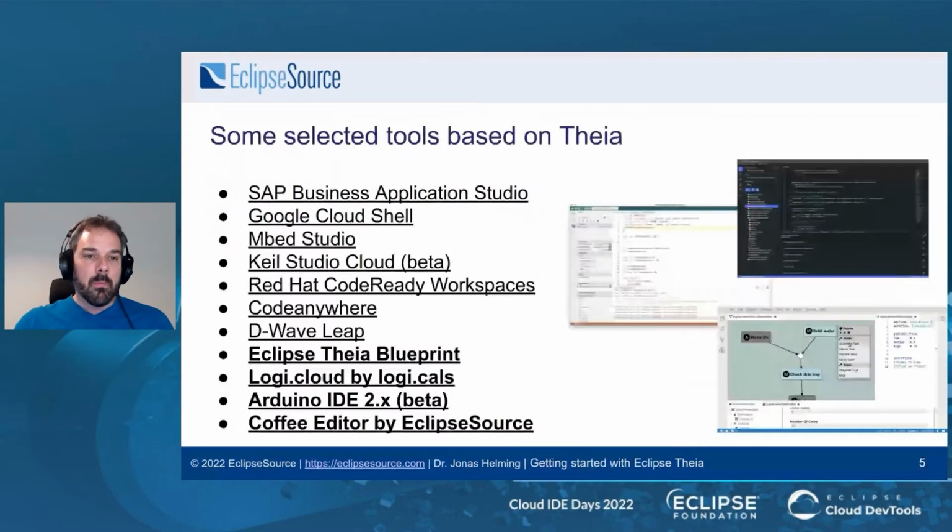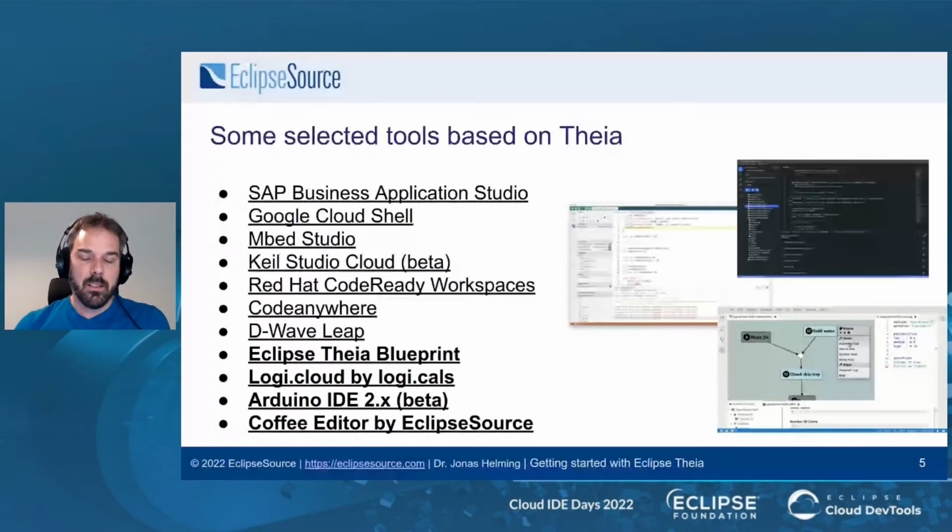Now, I promised you some examples for tools that are based on Theia. I will not go into detail about all the examples here, but as you can see, we have quite some of the who is who in the software industry here on the slide, like SAP, ARM, Google, Red Hat. I would like to highlight the last four because there are a lot of details available on those. Eclipse Theia Blueprint, as I mentioned, that's a tool that you can just download and use. So if you want to try Theia or build an own tool based on Theia, that's a good starting point.